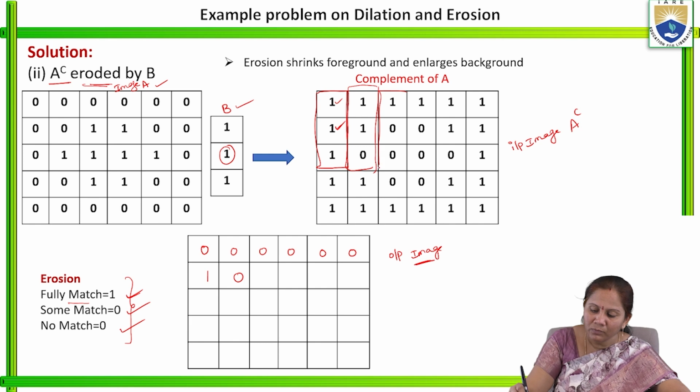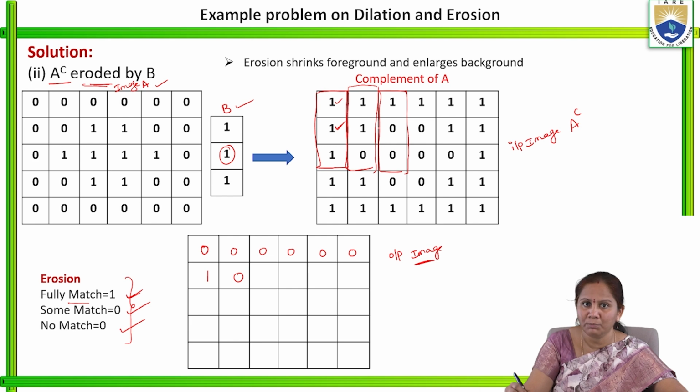Similarly, shift the structuring element. There is some match because both are zeros, whereas in B all are ones. So some match, put it as 0. Shift the structuring element. Here also 1, 0, 0. There is some match only. So we have to put it as 0.